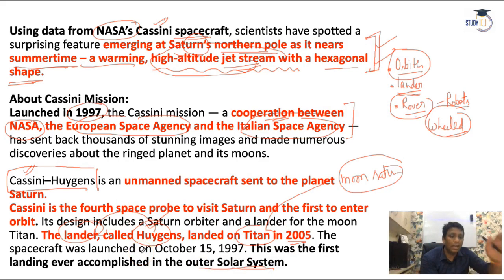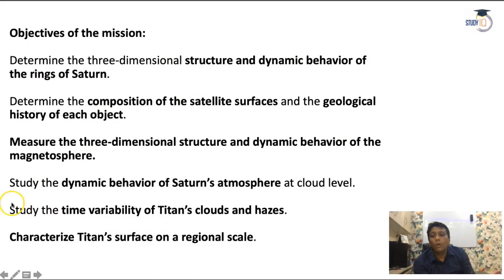The first time any lander reached the surface of Titan, it was Huygens, guys. Later on many others tried, but the first one was this. What was the objective of the Titan missions?